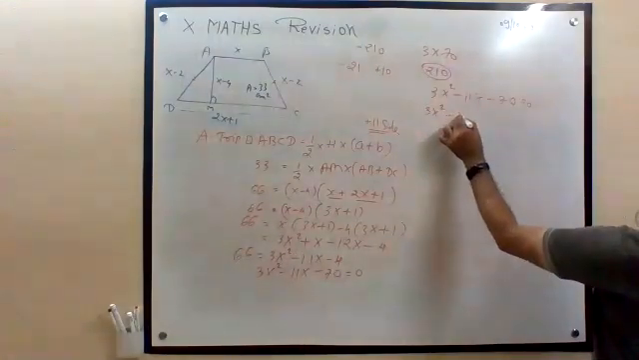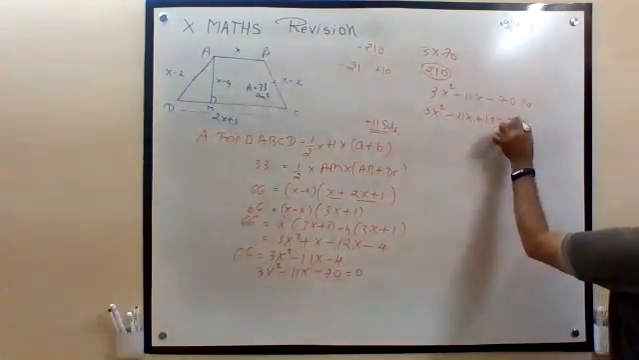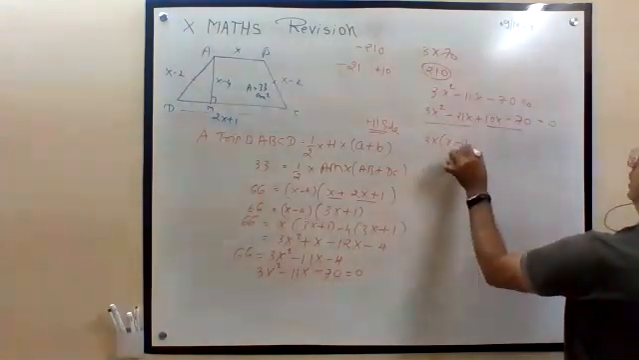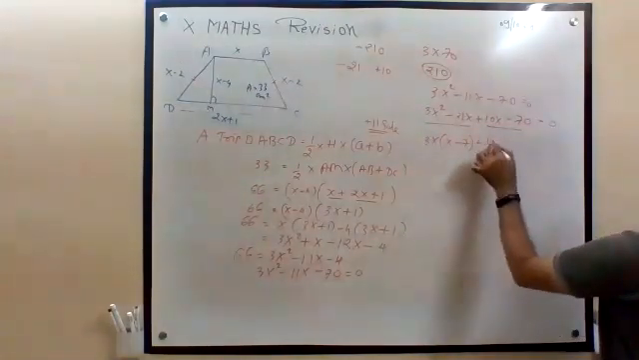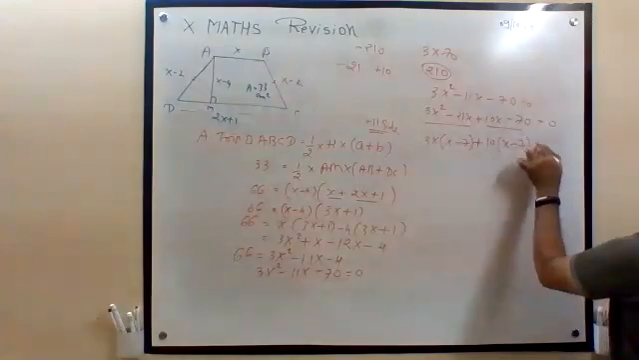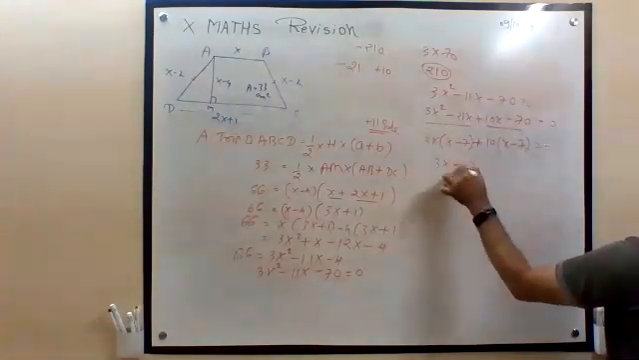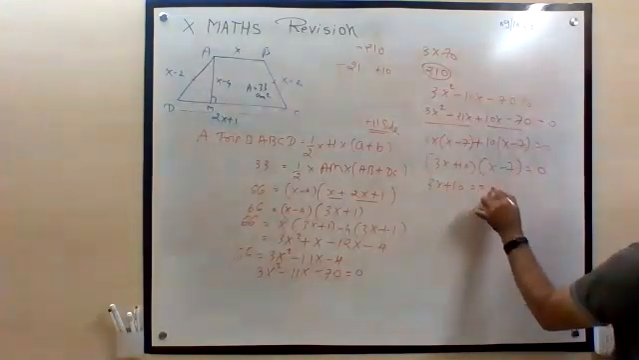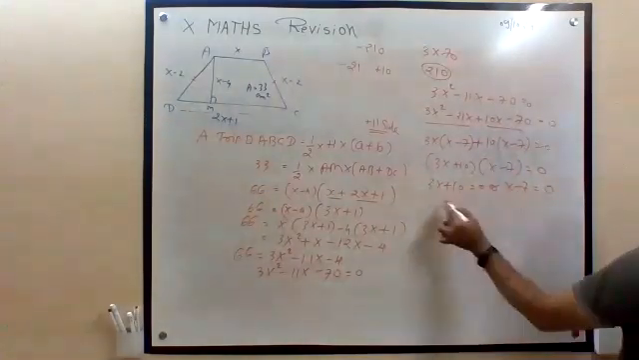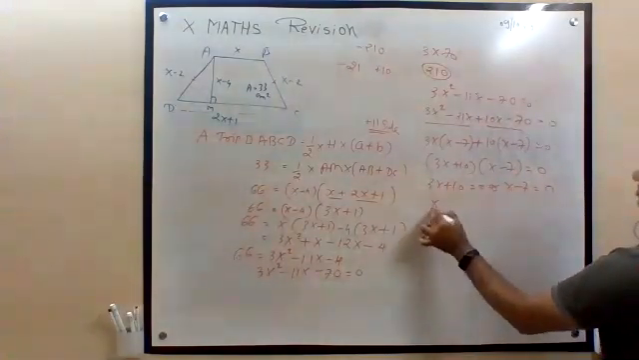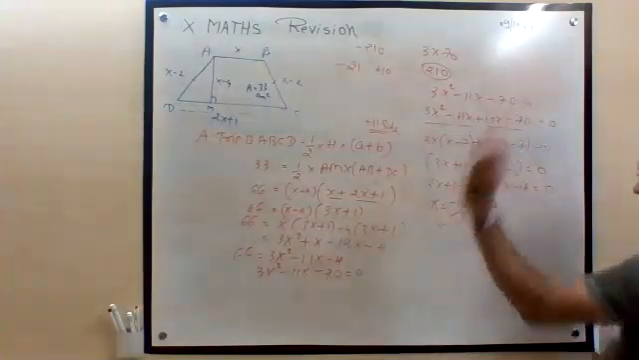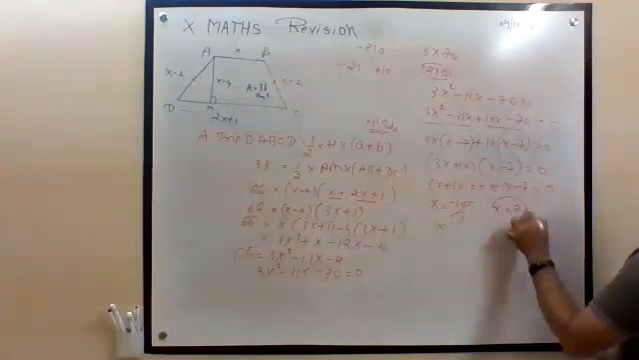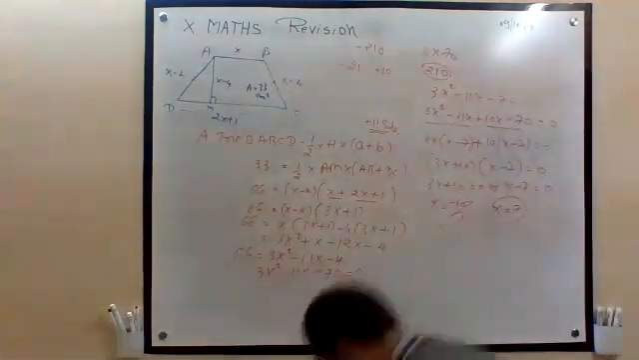So 3x square minus 21x plus 10x minus 70 is equal to 0. 3x into x minus 7 plus 10 into x minus 7 is equal to 0. So 3x plus 10 into x minus 7 is equal to 0. 3x plus 10 is equal to 0 or x minus 7 is equal to 0. So here x is equal to minus 10 by 3. This is not acceptable for a length. Negative cannot be a length. So x is equal to 7.